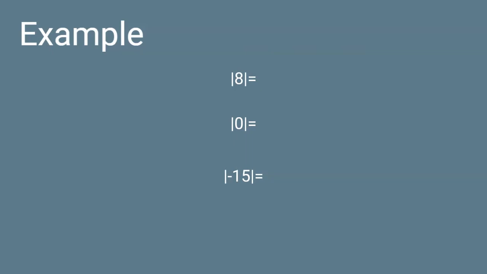So the absolute value of positive 8 is just positive 8. Since 0 is technically not positive or negative, we just keep it the same. So the absolute value of 0 is 0. Finally, it's when you have a negative number inside your absolute value that things start to change. So here we have a negative 15. So we take the negative of the negative. Two negatives make a positive. So the absolute value of negative 15 is actually positive 15.